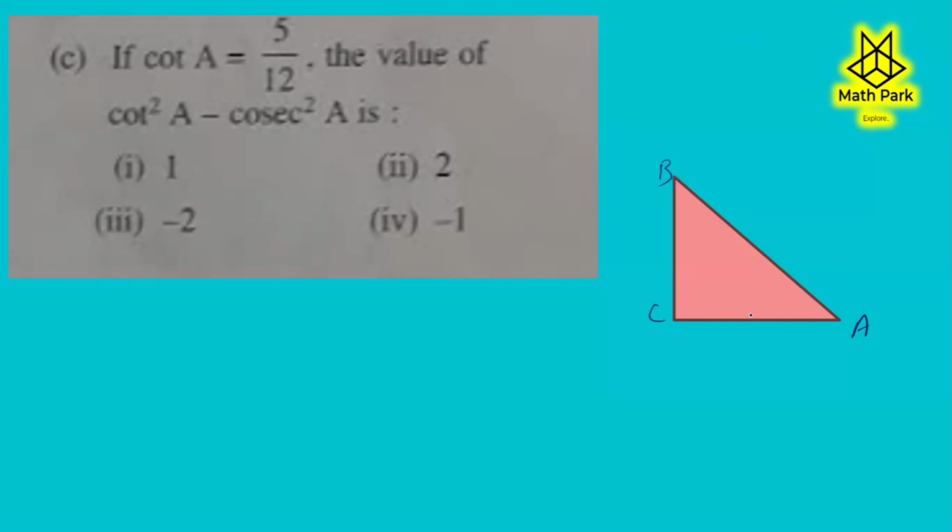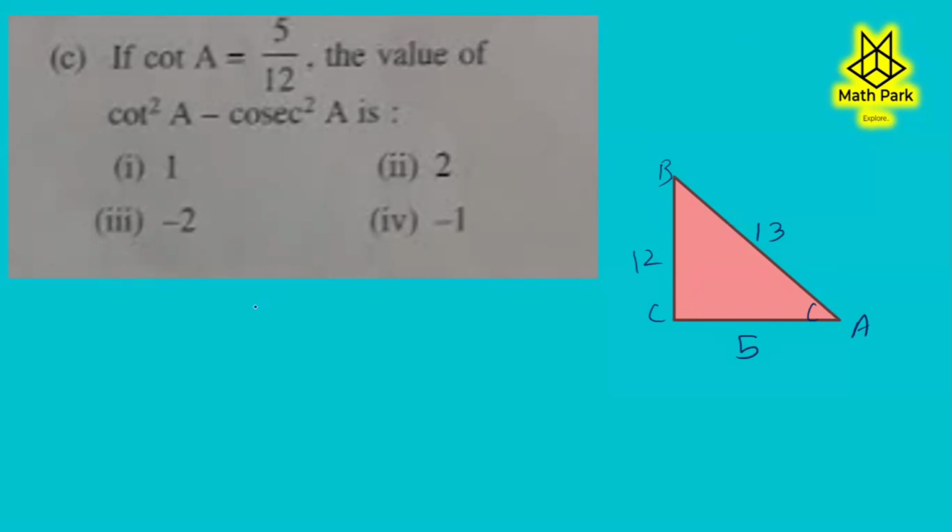Now cot is adjacent upon opposite. Adjacent to angle A is 5. So we are not taking 5K and 12K, because this is an MCQ. So quick mental calculation. We know that 5, 12, 13 is a Pythagorean triplet.